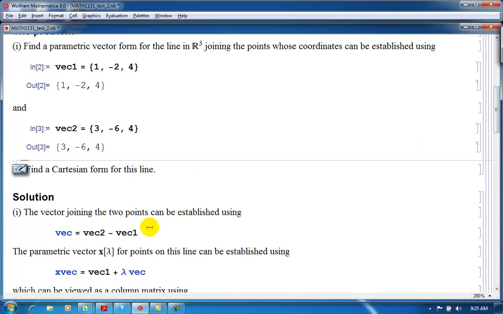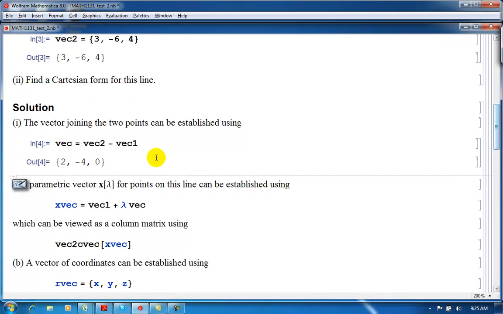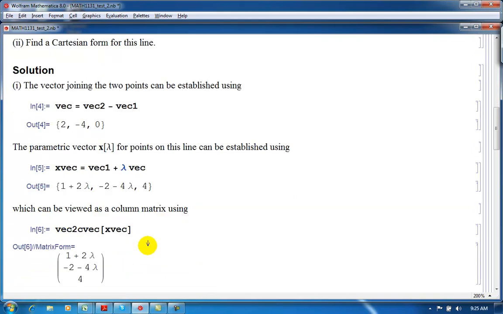So to find the parametric vector form, we subtract the first vector from the second, and then the parametric vector form is equal to the first vector plus some parameter lambda times the difference. And we can do that, and we can visualize it like so. So that's the first part of the question.